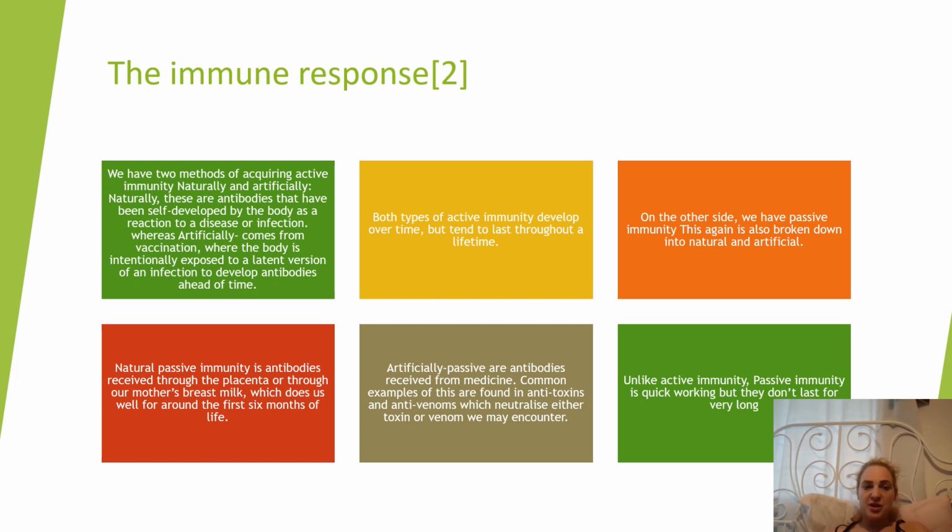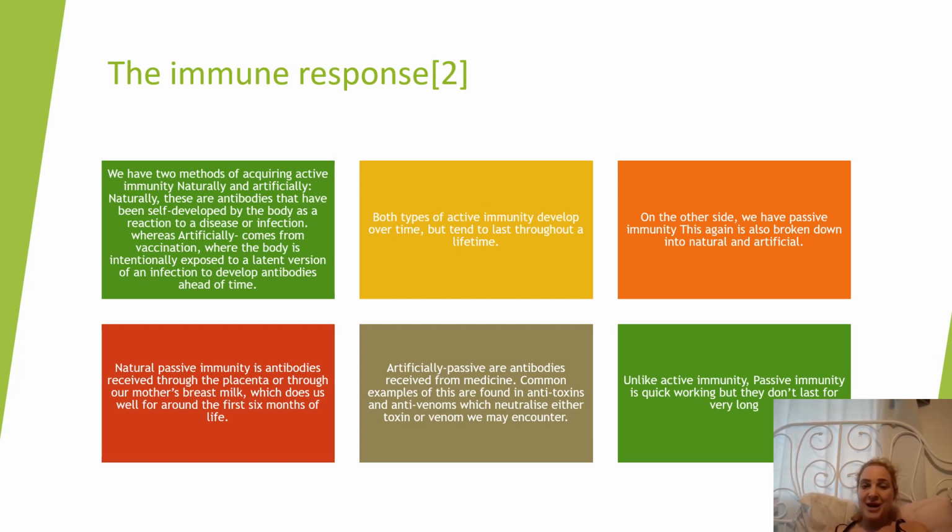We have 2 methods of acquiring active immunity, naturally and artificially. Naturally, these are the antibodies that have been self-developed by the body as a reaction to a disease or infection, whereas artificially comes from vaccinations, where the body is intentionally exposed to a weakened version of an infection and develops antibodies ahead of time. Both types of active immunity develop over time, but will last throughout your lifetime.